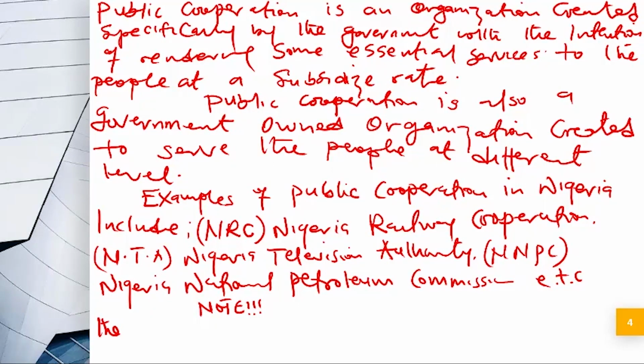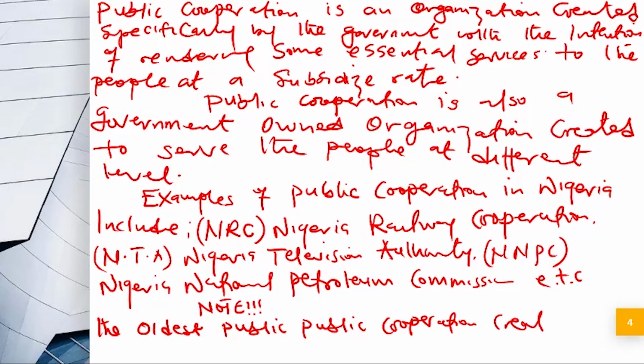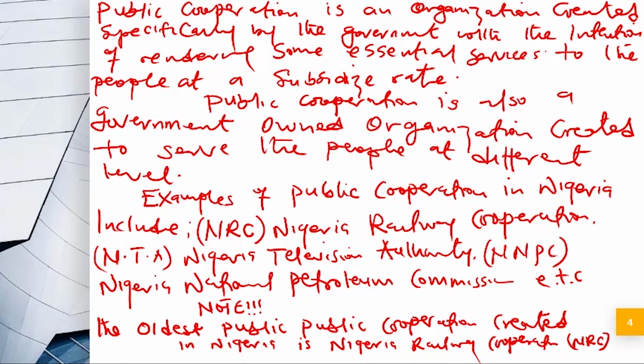Take note: the oldest public corporation created in Nigeria is the Nigerian Railway Corporation, NRC. Now, these are the basic things you need to understand about public corporation.